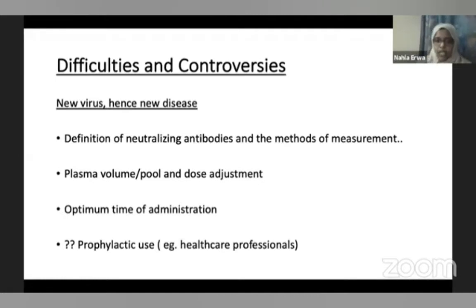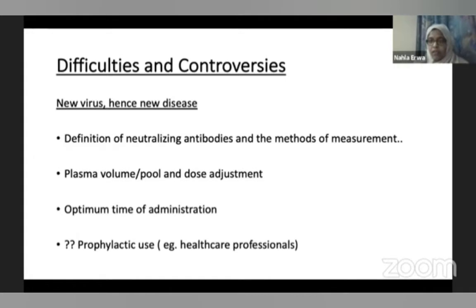So there are loads of difficulties and controversies related to this convalescent plasma product, due to the fact that it's being used to neutralize a new virus and to treat a new disease. A disease that we don't know much about, and a new virus that is stunning us every day with new behavior and new activities. Loads of challenges ahead of us in terms of defining the neutralizing antibodies, although we have a good idea now that this might be the spike antibodies and other antibodies, and not the anti-N antibodies.